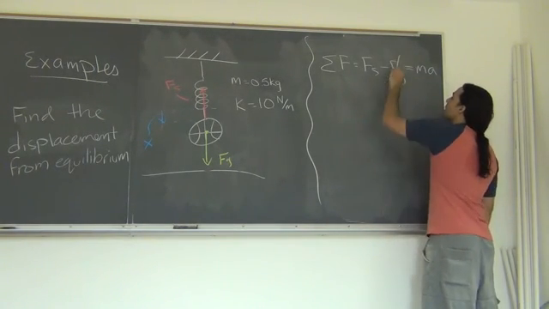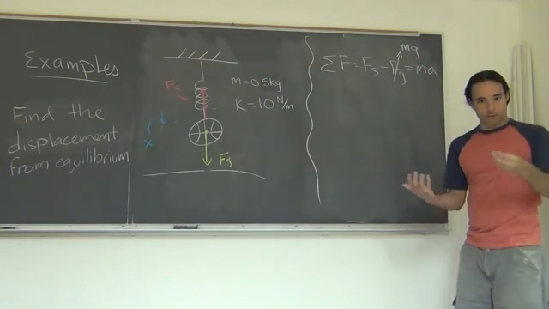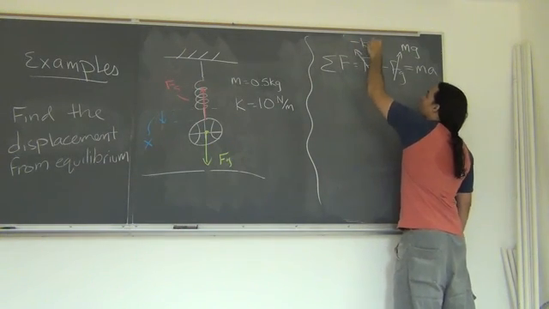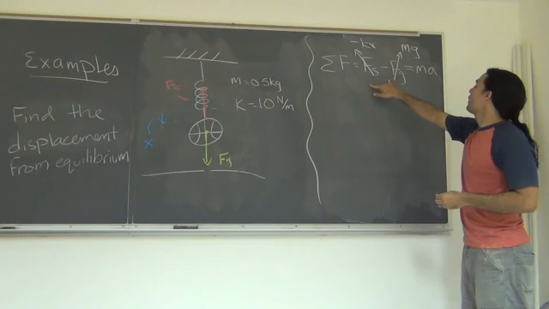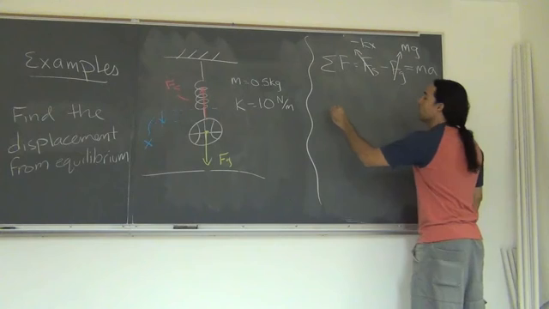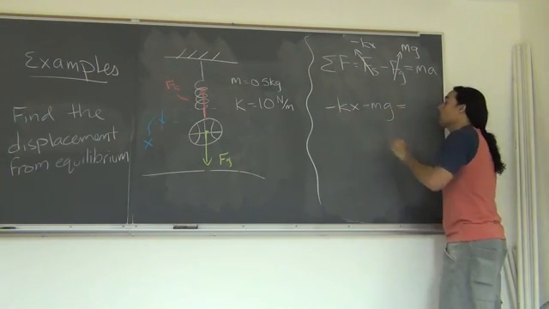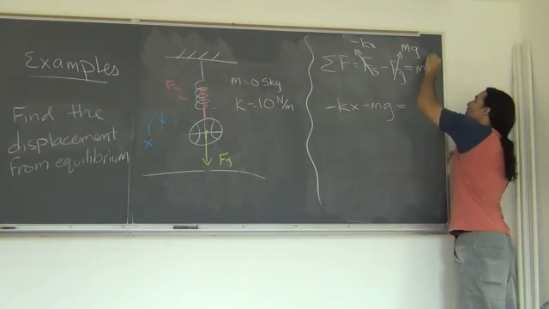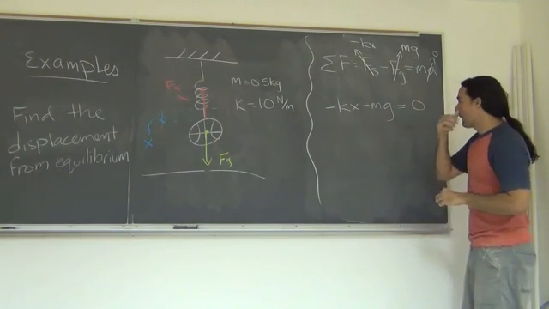So let's see. I know that this is mass times the gravitational field. I know that this is negative kx. Plug both of those forces in. Now what I want to do is come down here and say this is minus kx minus mg equals mass times the acceleration. The acceleration I know is 0. So that'll be minus kx minus mg equals 0.